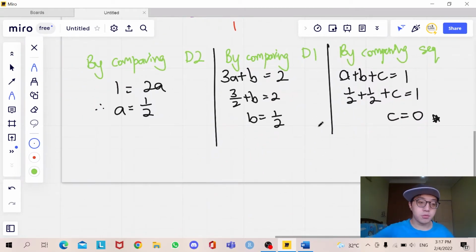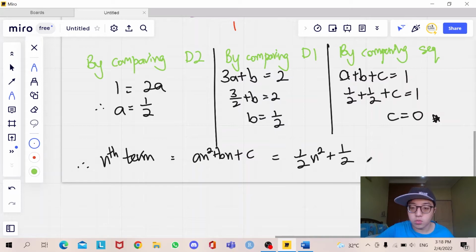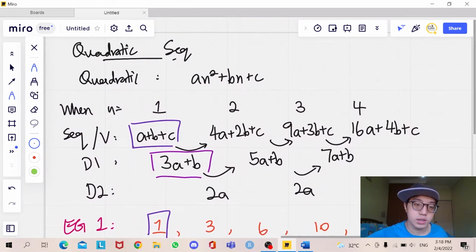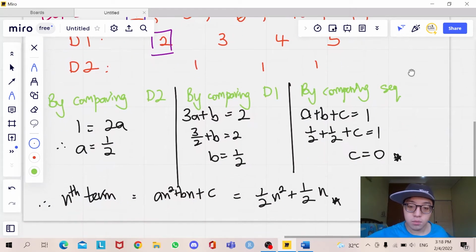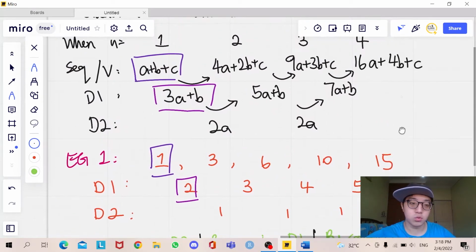So you can further prove that the nth term for the above quadratic sequence is an squared plus bn plus c, which is equal to 1 over 2 n squared plus 1 over 2 n. So this is the nth term for the above quadratic sequence. If you want to check, when n is equal to 1, the first term will be 1 over 2 plus 1 over 2, which is equal to 1, which is correct.